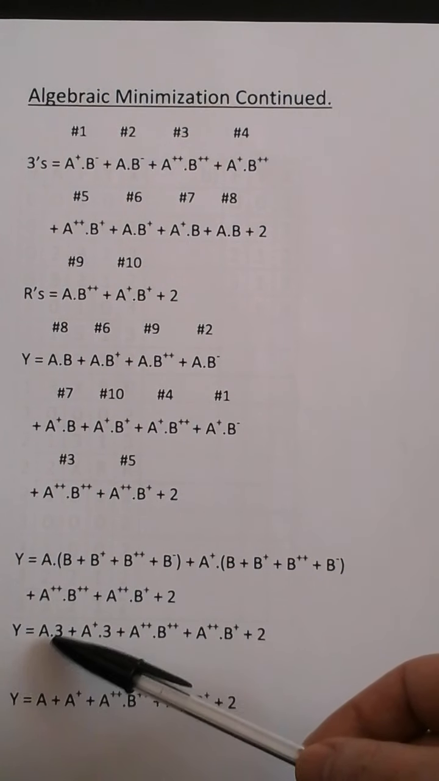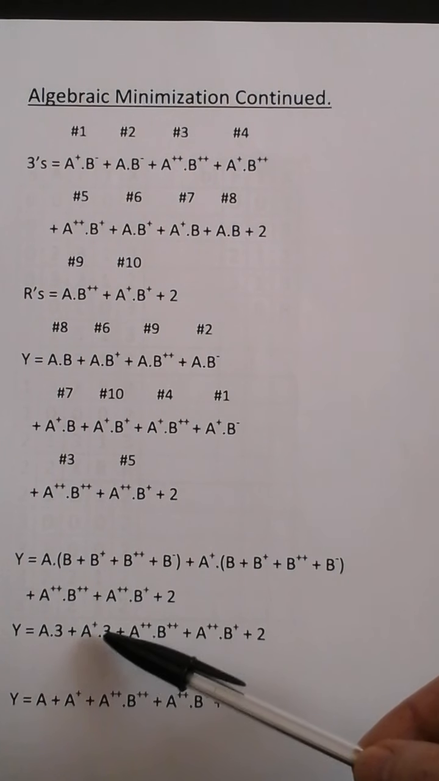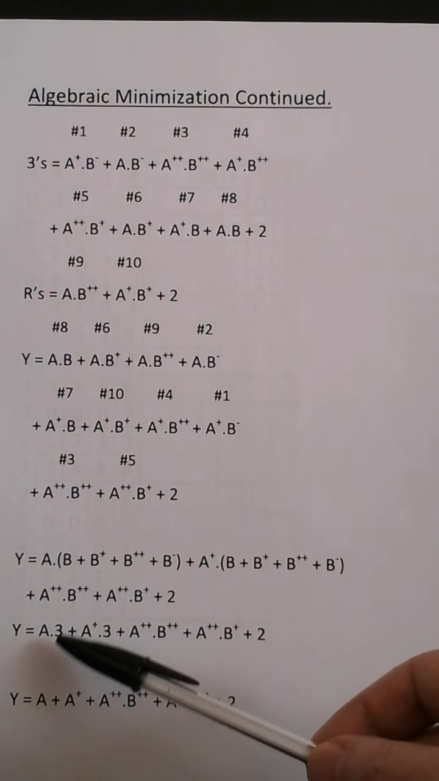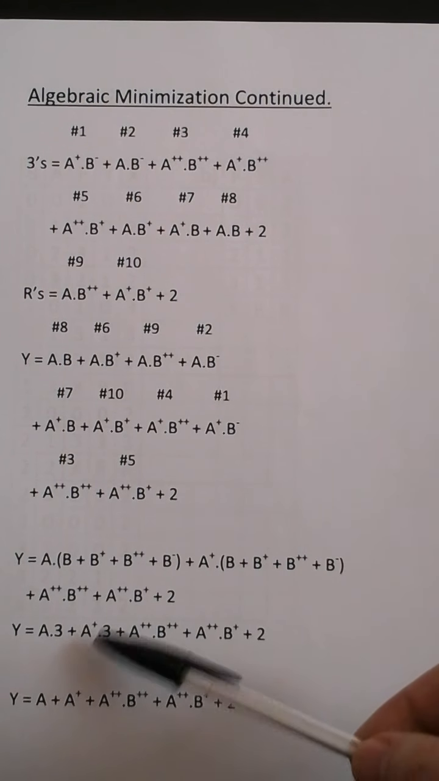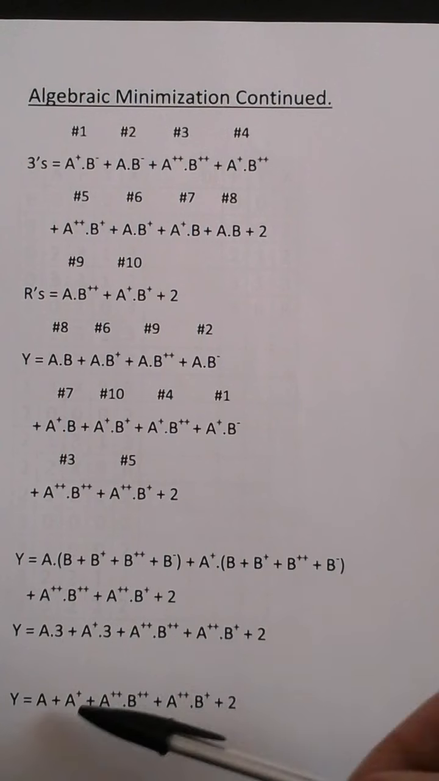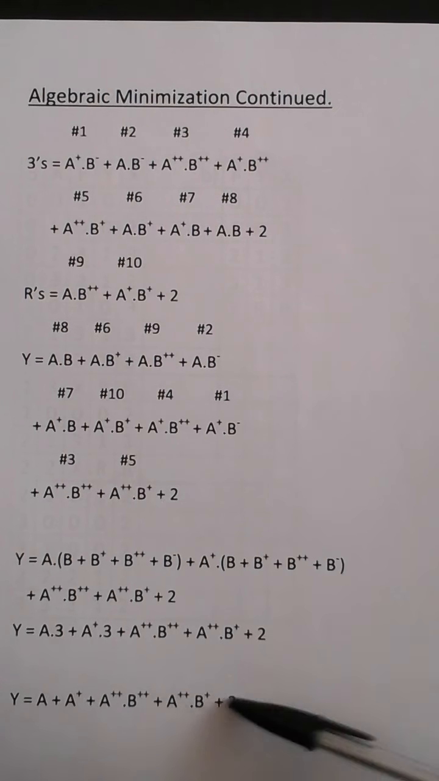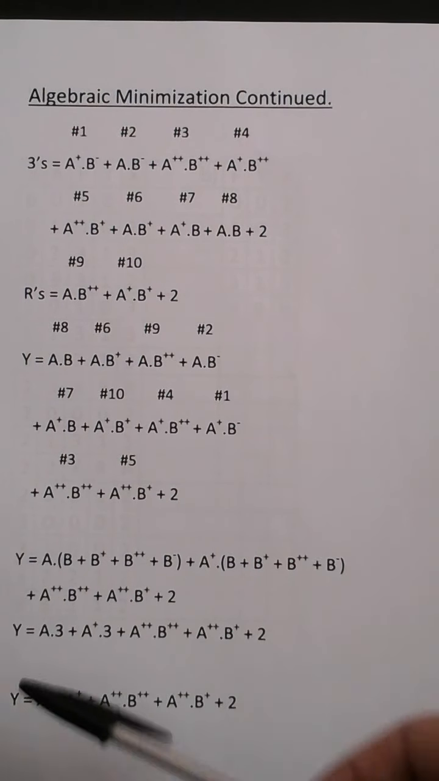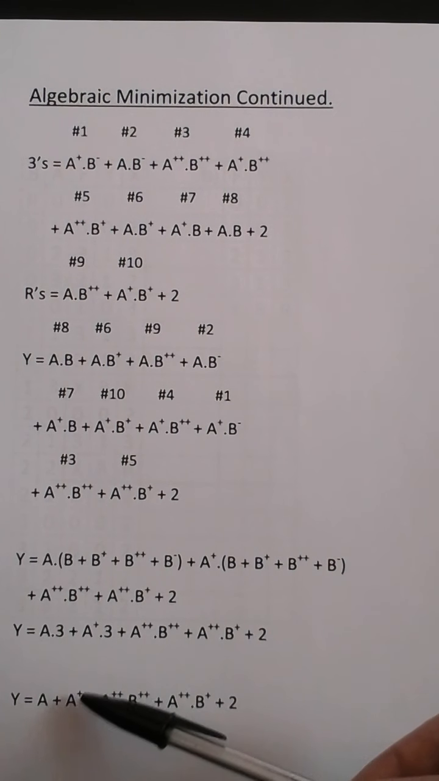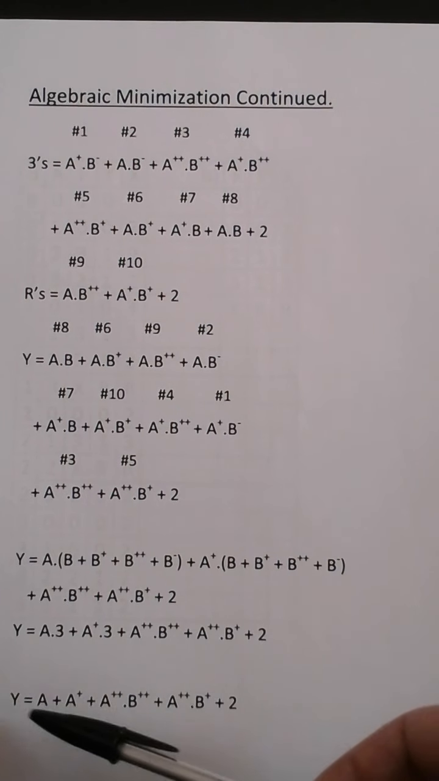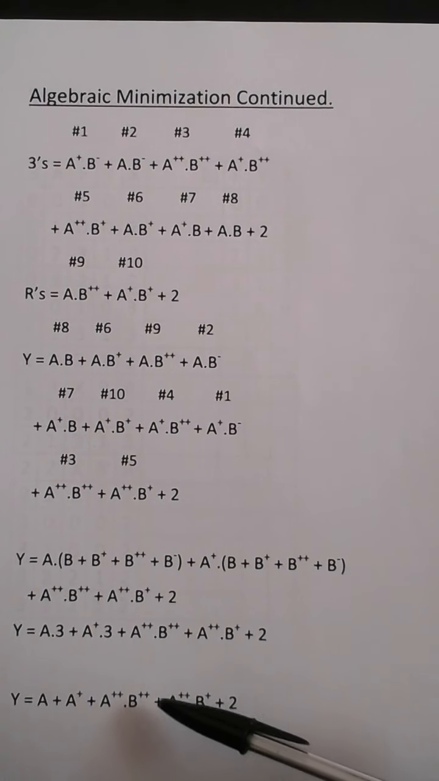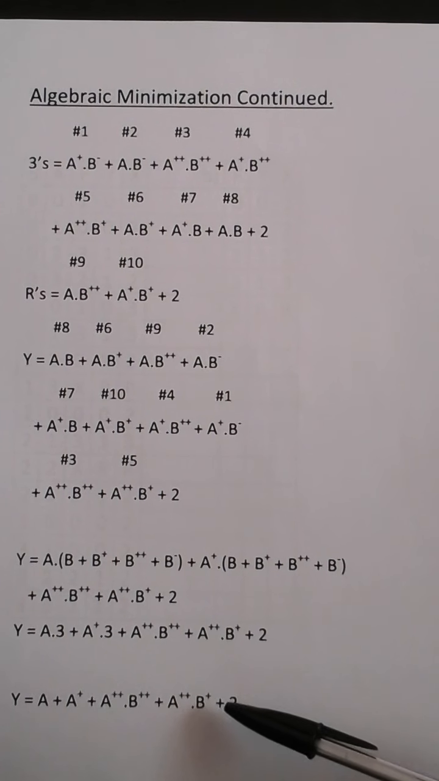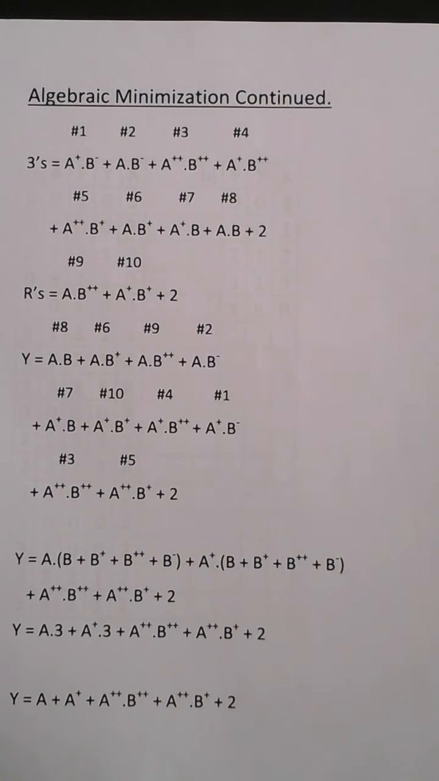So a min 3 equals a plus min 3 equals a plus, and I've copied the rest there. So the function y equals a max a plus min b plus max a plus min b plus max 2. So that's how you can do it algebraically.